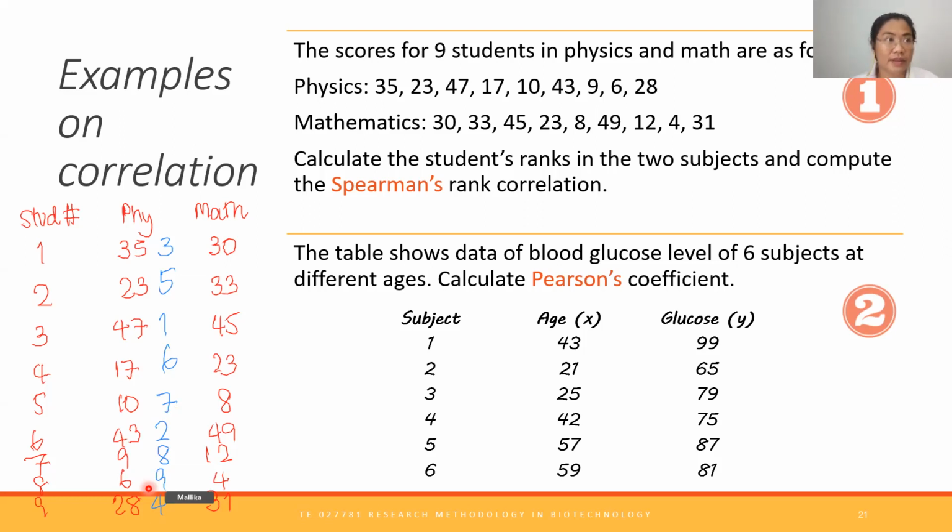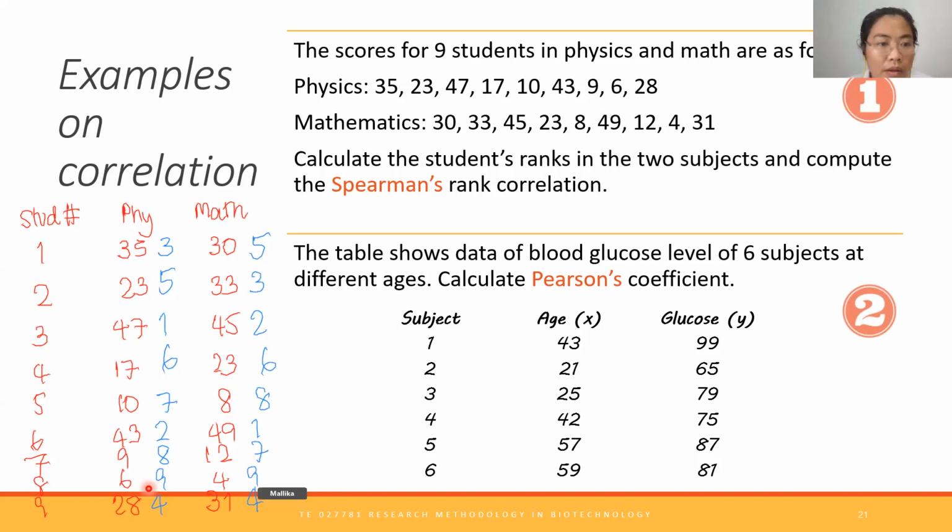Okay. So this is a ranking in physics. Then you do the ranking in math. So 49 is 1, 45 is 2, 33 is 3, 31 is 4, 30 is 5, 23 is 6, 7, 8, and 9.